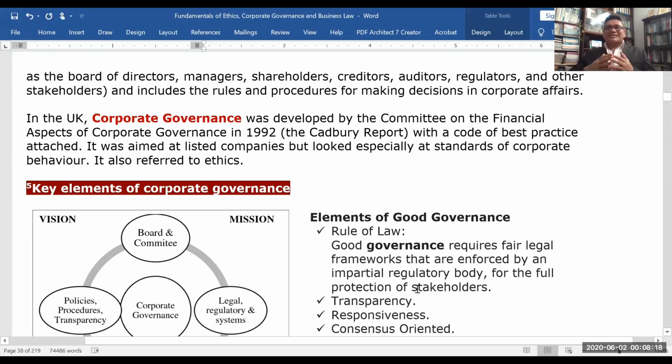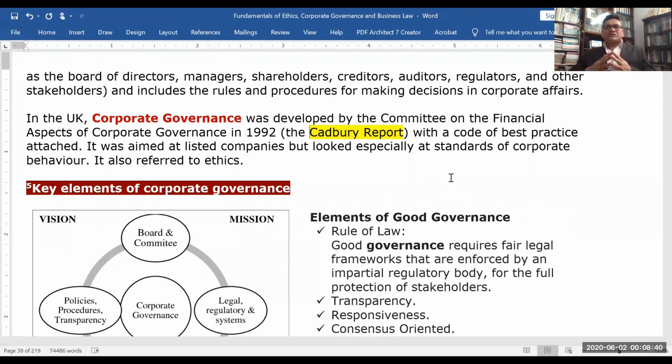corporate governance was developed by the Committee on the Financial Aspects of Corporate Governance in 1992, the Cadbury Report, with a code of best practice attached. It is aimed at listed companies, but looked especially at standards of corporate behavior. It also refers to ethics.